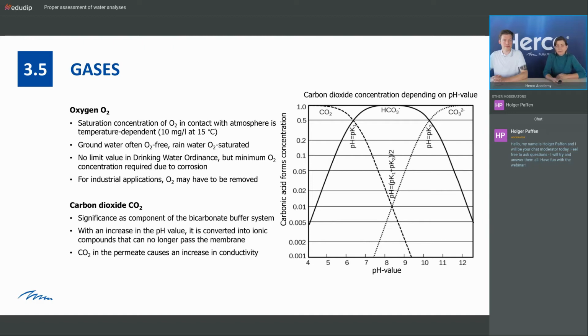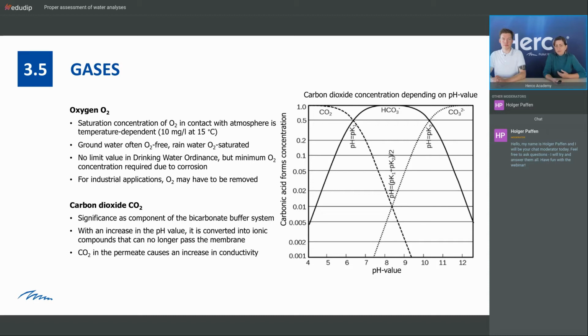Still, what is more important usually, and I think probably 95% of our degassing applications, or maybe even 98%, is carbon dioxide. Carbon dioxide is part of the bicarbonate buffer system that you see here, but we'll talk about that in more detail in another slide. It is present as a gas at low pH values, and with an increase of the pH, it's converted into ionic compounds, which means hydrogen carbonate or bicarbonate and then carbonate. As a gas, it can pass the membrane just like O2. As an ionic compound, it will be held back and rejected by the membrane.